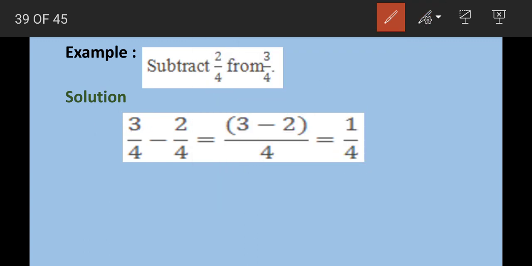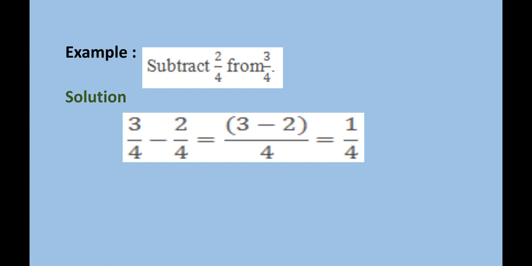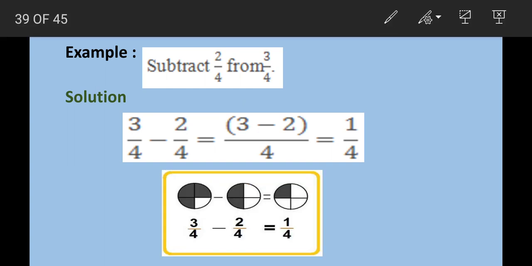Or we can check this with the help of a picture also. Look here. The first picture represents 3 by 4 of the fraction, from which we are subtracting 2 by 4 of the fraction. As we are subtracting 3 minus 2, if we remove 2 parts, then one part is left. So we can say that the fraction left is 1 by 4. Okay.